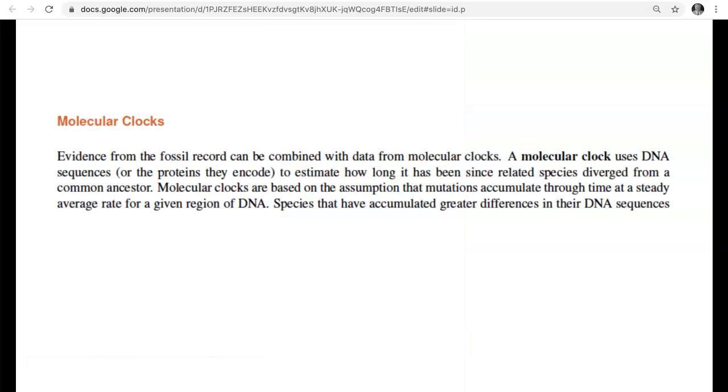Another way that we can date organisms is sometimes, if we have the right type of evidence, we can combine that with a molecular clock. A molecular clock uses DNA sequences to estimate how long it's been since the species diverged from a common ancestor. And they're based on the assumption that mutations accumulate at a steady rate over a given period of time.